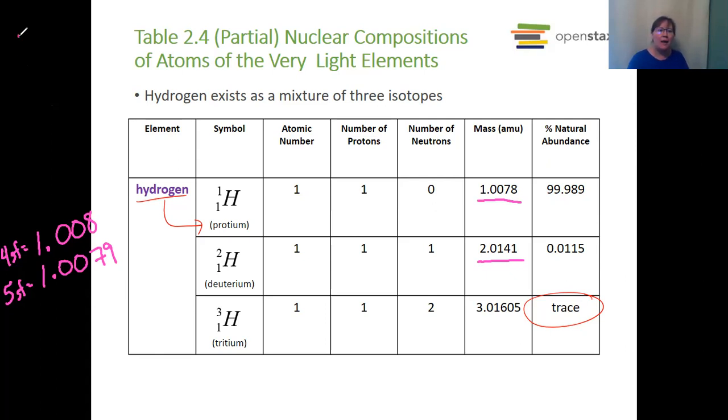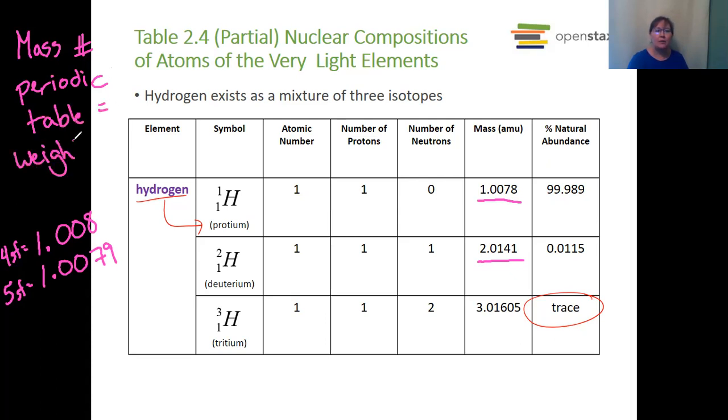Okay, so the mass number on the periodic table is a weighted average. And basically what that is saying is that in some cases we have more of an importance from one thing versus another thing. Okay, so let's take a look at that.